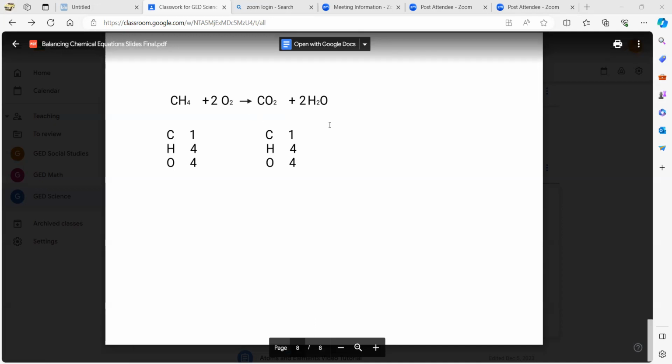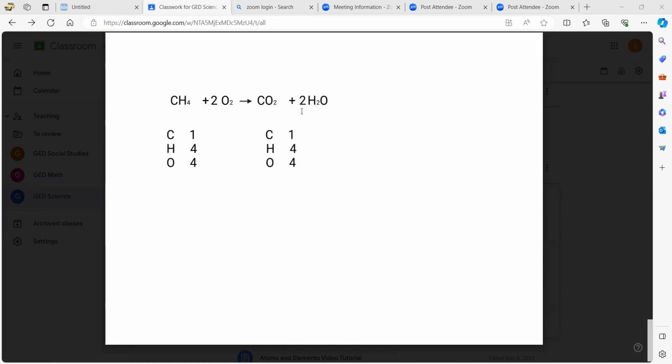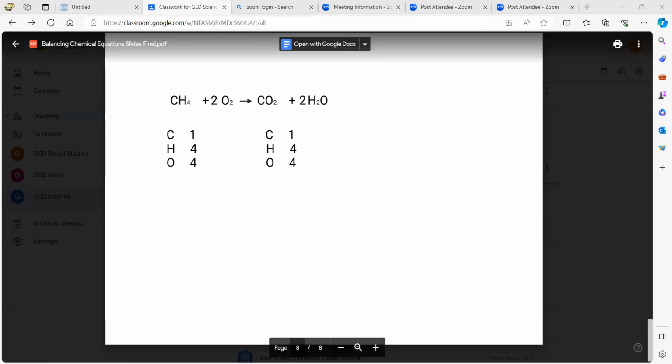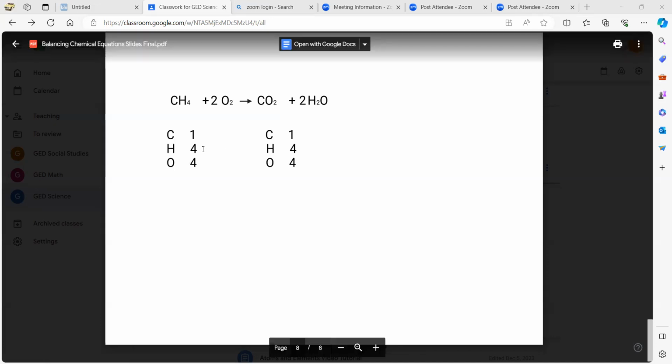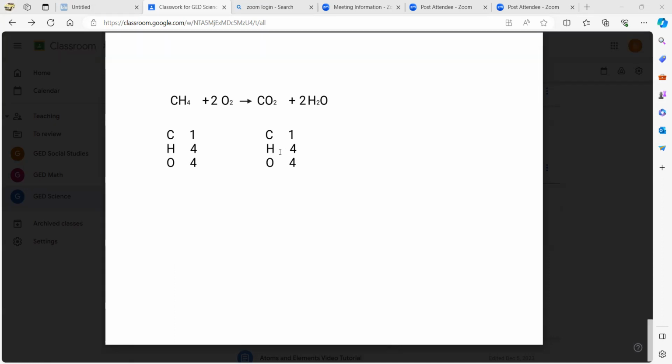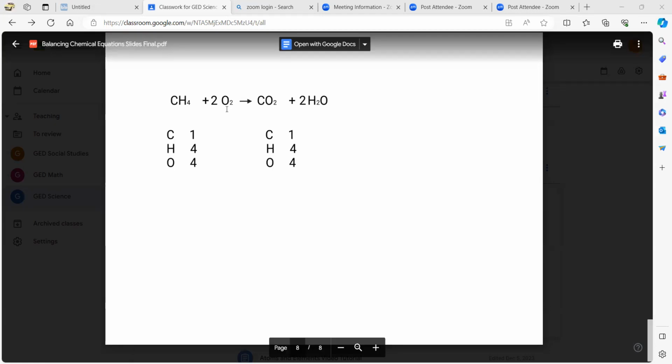How do I get 4 hydrogens? I add another molecule. Okay, so before it was just H2O. So if I put a 2 here and have 2 H2Os, 2 times 2 equals 4. So now I've got 4 hydrogens here and 4 hydrogens here. Now my oxygens still were not correct. I had before 2 here and 1 here for 3 oxygens, and I only had 2 oxygens over here.